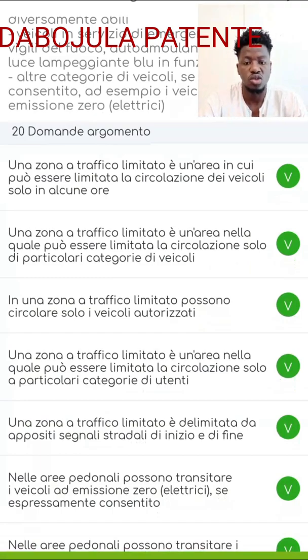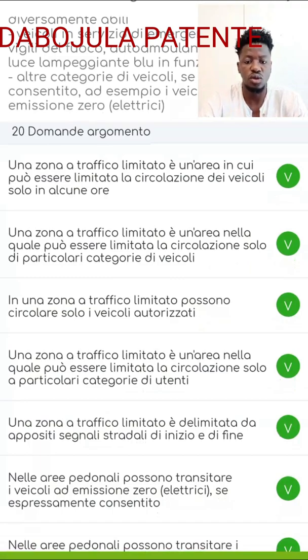Una zona a traffico limitato è un'area nella quale può essere limitata la circolazione solo a particolari categorie di utenti. In traffic limited zones, only certain particular categories of vehicles might be allowed to circulate in those areas.